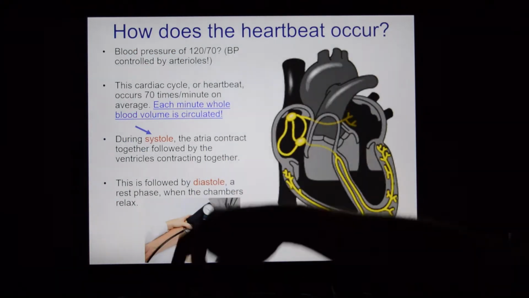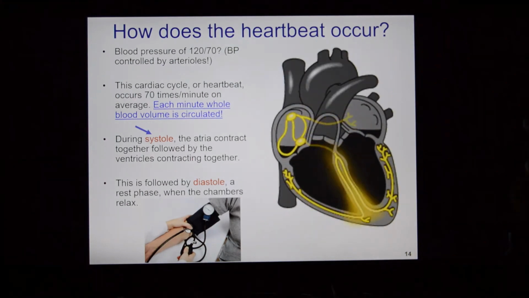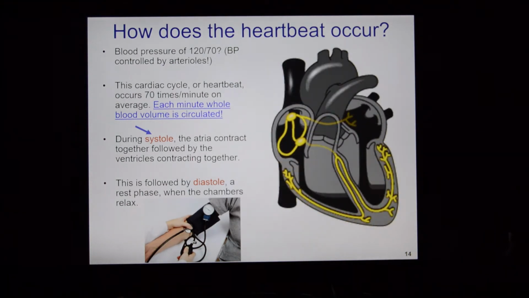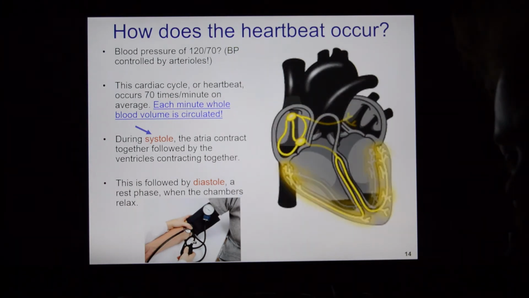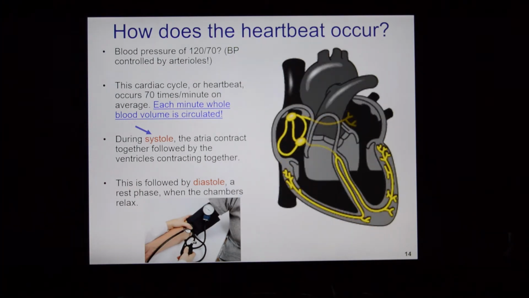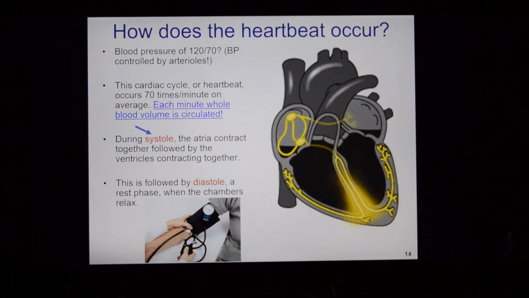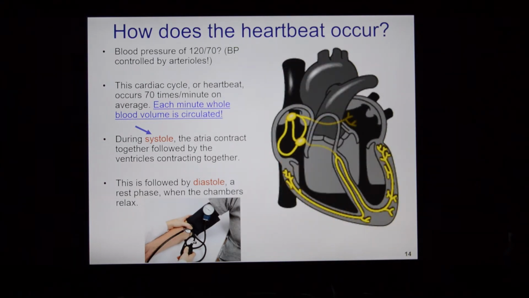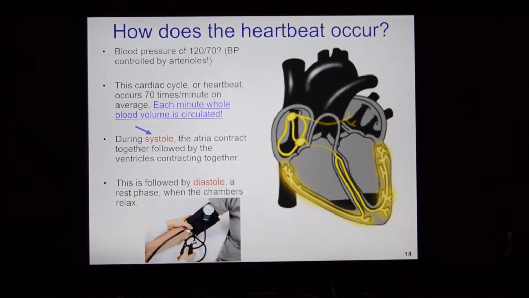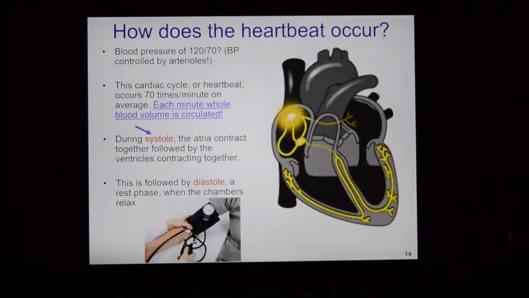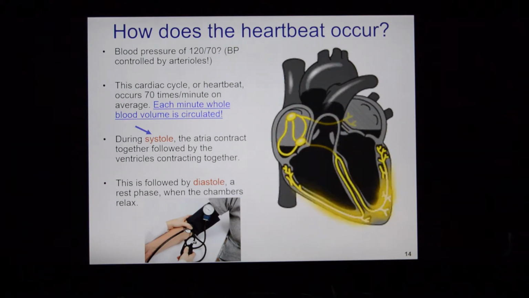Your blood pressure should be something like 120 over 70. That's a nice blood pressure. If you're a smaller person, it can be lower. If you're a bigger person, it can naturally be a little higher. Now, there can be numbers which are a little too much. We'll talk about those in just a second. But generally about 120 over 70. Your heart rate at rest should be about 70 times per minute, and each minute, your whole blood volume is cycled with those 70 beats.